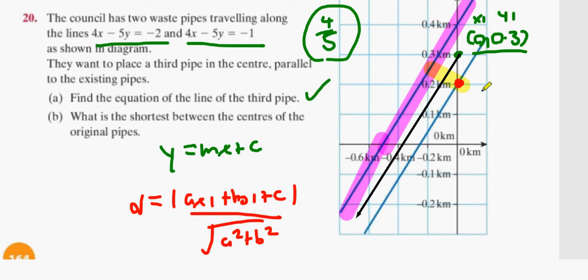And that's it done. So what did I give you for homework again? 15, 18, 19, and 20.